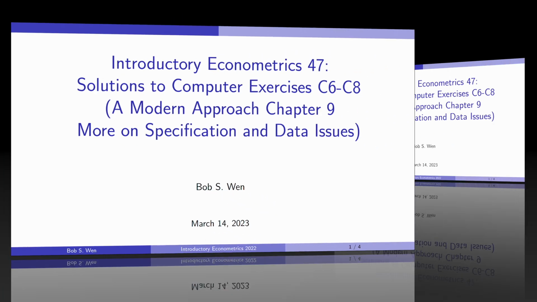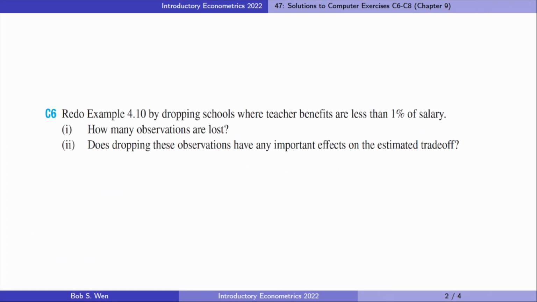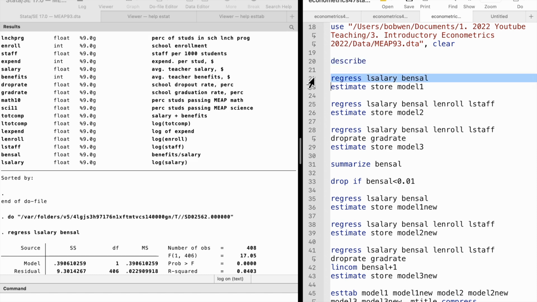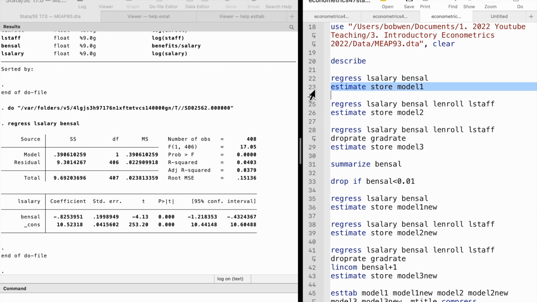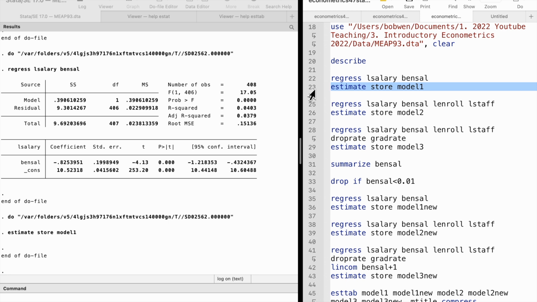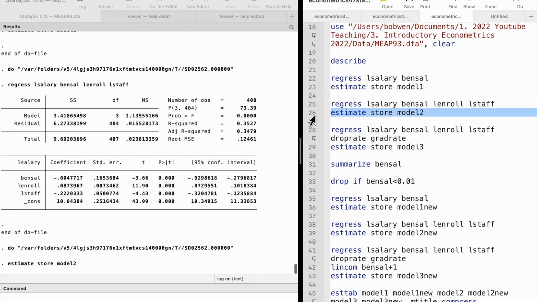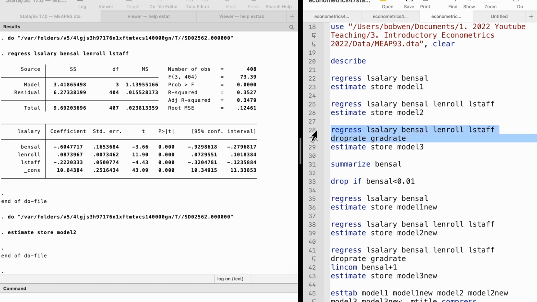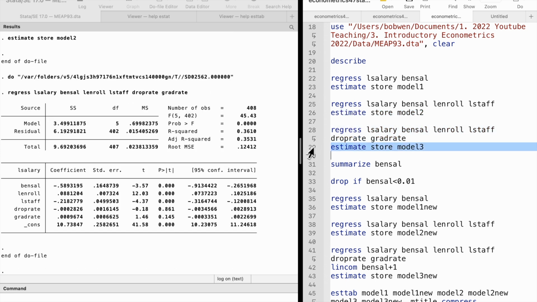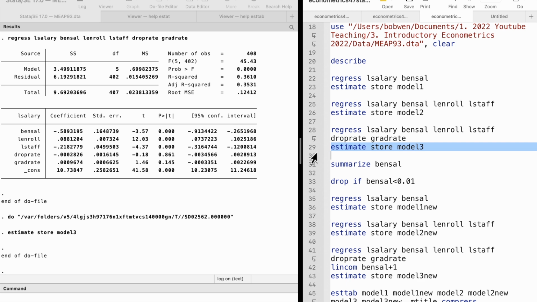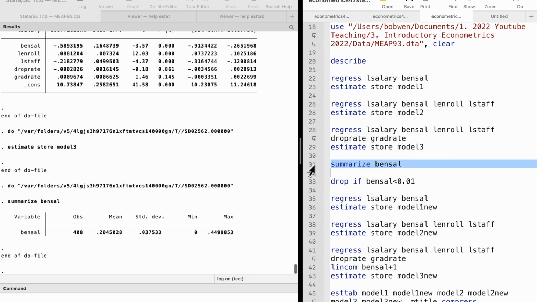In exercise number 6, we redo example 4.10 about the salary-pension trade-off for teachers. We can estimate the three models as in the textbook. Then we find that 4 observations have less than 1% of the benefit-salary ratio. They are dropped from the model.